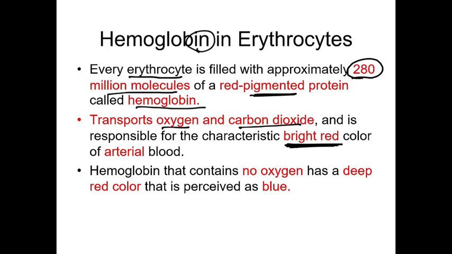However, when there is less oxygen around, so either no oxygen or less oxygen, then the hemoglobin is no longer bright red, but more of a deep red color, more like a brick brown or a brick red color. And we perceive that color as blue through our skin. And that's where we get the idea that venous blood is blue.